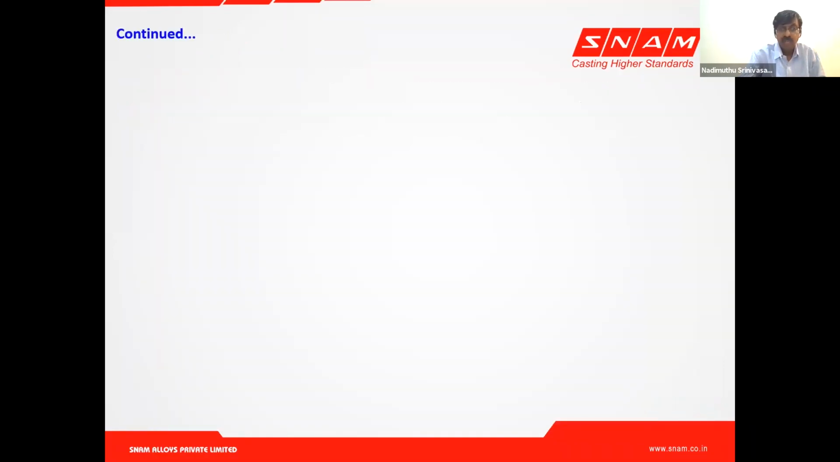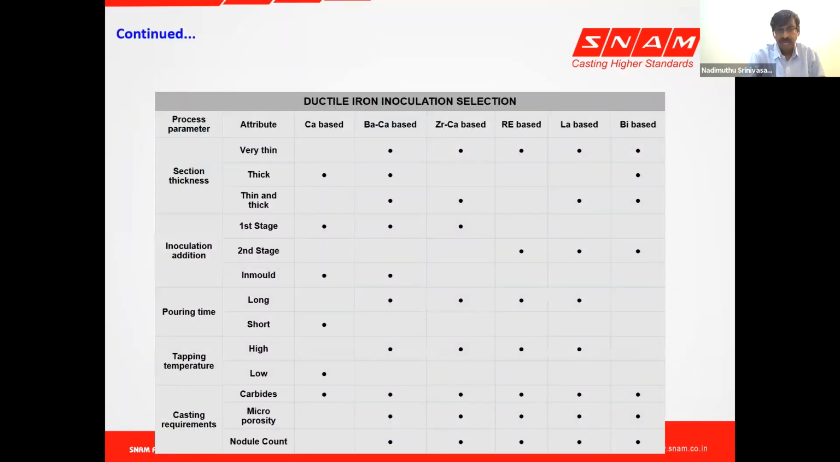Next, I will give you the chart for the ductile iron. So here you have the very thin castings, thick casting, thin and thick casting, because it varies in the ductile iron. The inoculation addition, whether it's the first stage or the second stage, or is it in mold. The pouring time, you have a long pouring time, short pouring time, high pouring time, high temperature. The long pouring time is never more than 8 minutes. It is within that we define the short or the long.